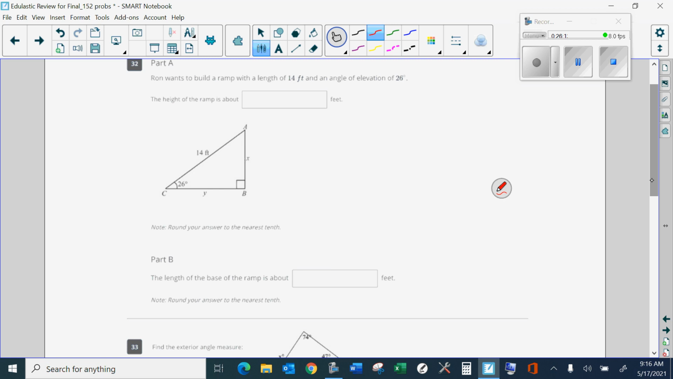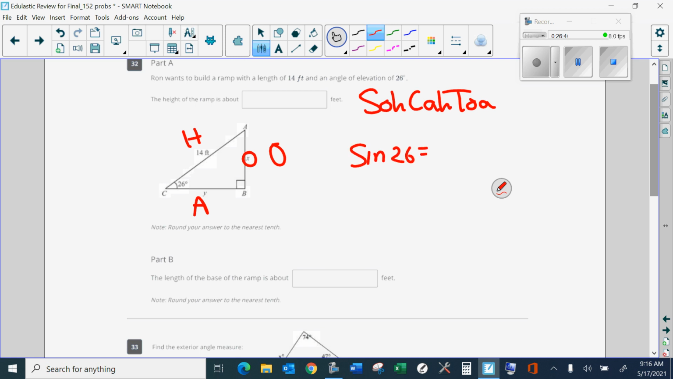Ron wants to build a ramp with a length of 14 feet and an angle of elevation of 26 degrees. The height of the ramp must be, so we're solving for x, SOHCAHTOA. First thing we know is the hypotenuse is opposite the right angle. This is the opposite of 26, and this is the adjacent, next to. So we need x and 14, which is O and H. Remember SOHCAHTOA, spelled like this. You got to know how to spell it. So we're using sine: the sine of 26 equals x over 14. Put over 1, cross multiply. x equals 14 sine 26.